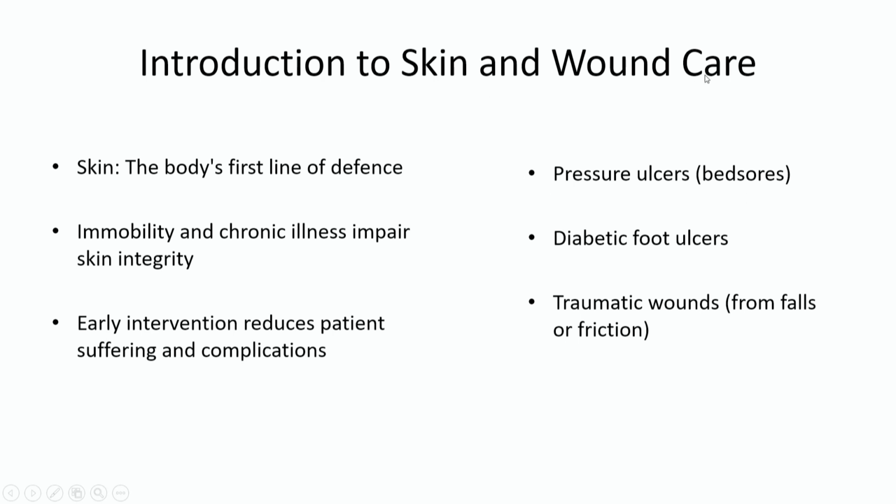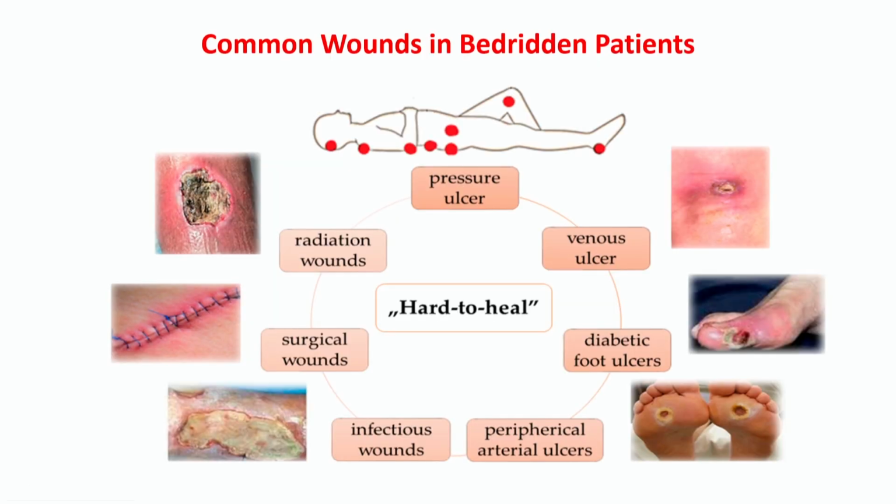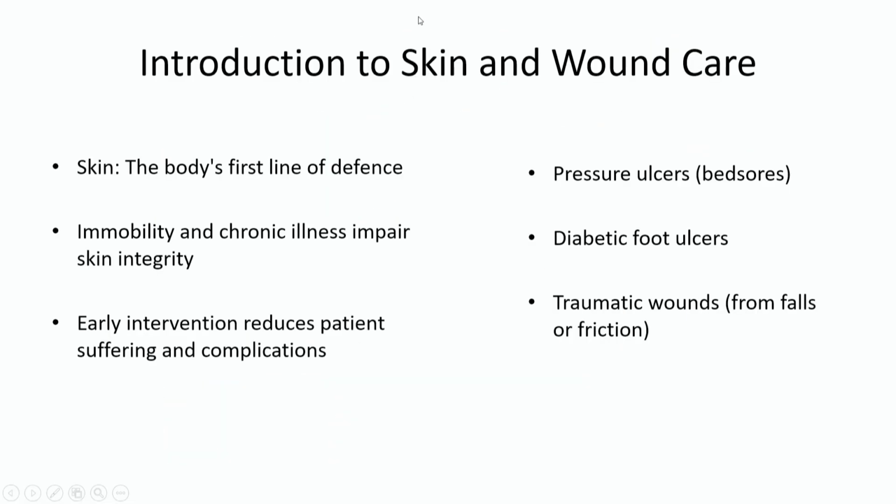And wound, what is wound? Pressure ulcer, this is the bed sore, diabetic foot ulcers, and traumatic wound from fall or friction. These are the common wounds which you find in the skin. Since I have shown you earlier, this is a pressure ulcer. Bed sore is a pressure ulcer.